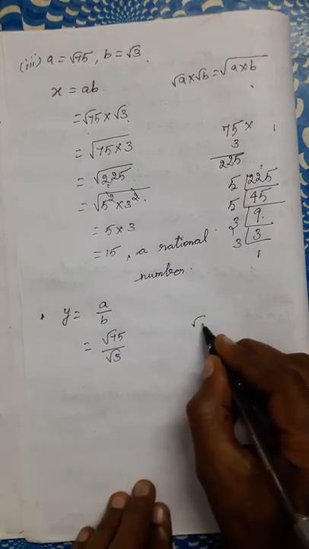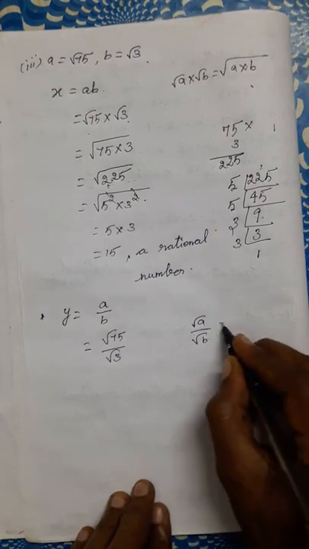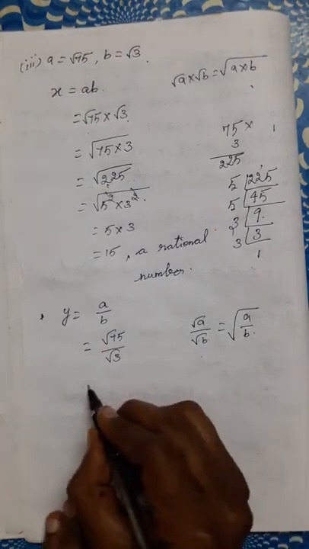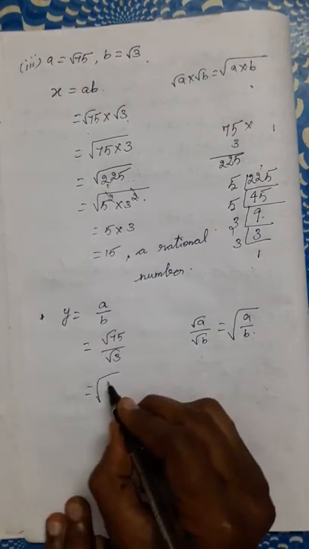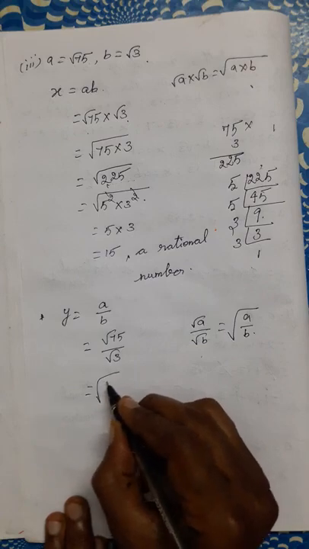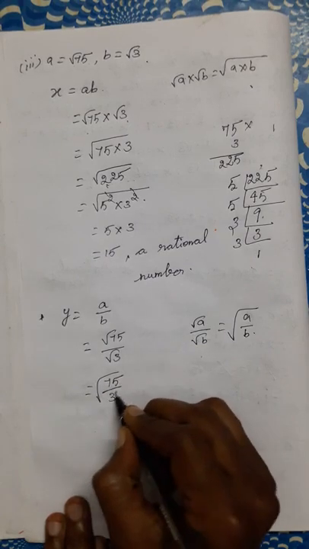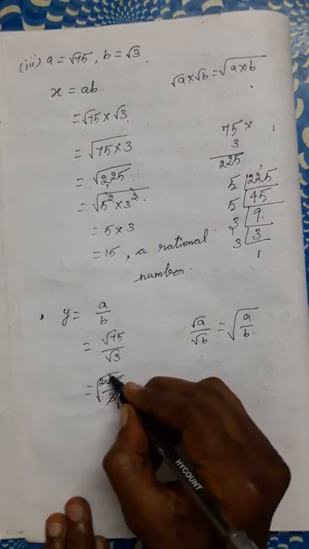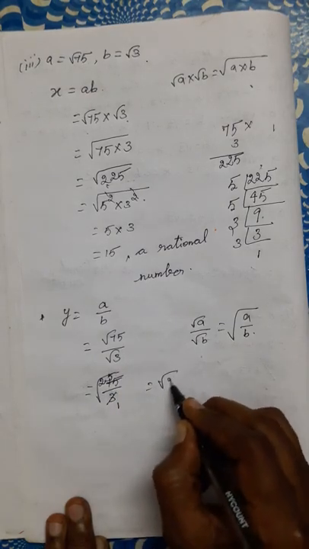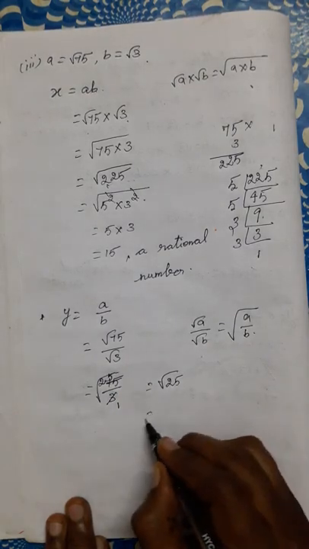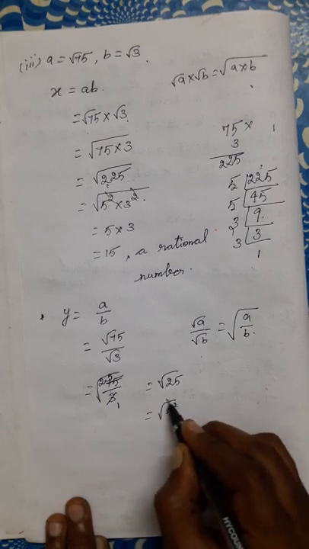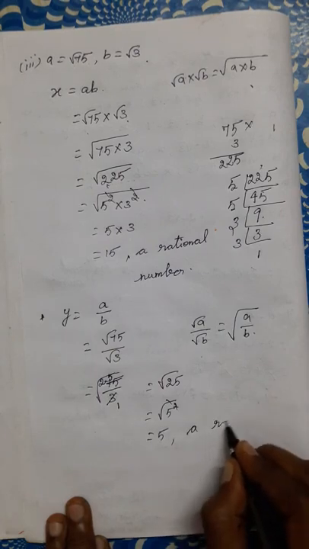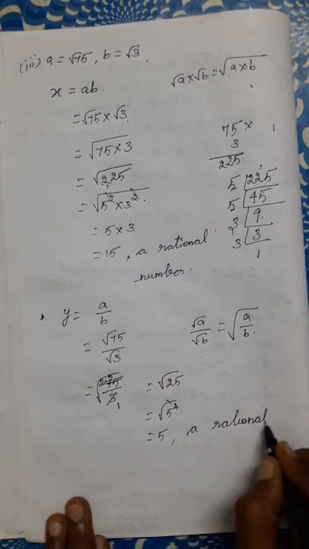Here also we can use the property: root a by root b is equal to root of a by b. When we substitute, 75 by 3. 75 by 3 means 2 threes are 6, 1 balance, 5 threes are 15. So it is root 25. Root 25 we can write as 5 square, which is equal to 5. It is a rational number.